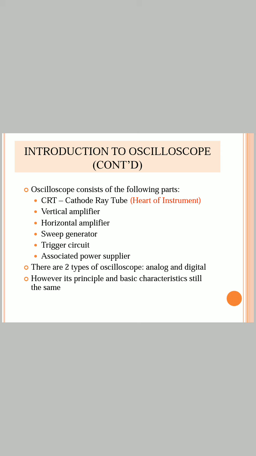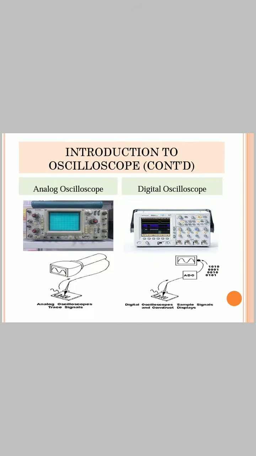The CRO consists of a cathode ray tube, vertical amplifier, horizontal amplifier, sweep generator, trigger circuit, and associated power supply. There are two types of oscilloscope, analog and digital. So these are the main important parts of CRO. However, its principle and basic characteristics are still the same.